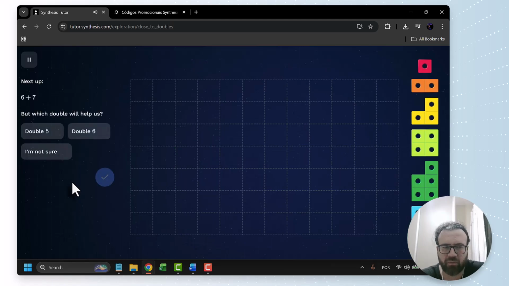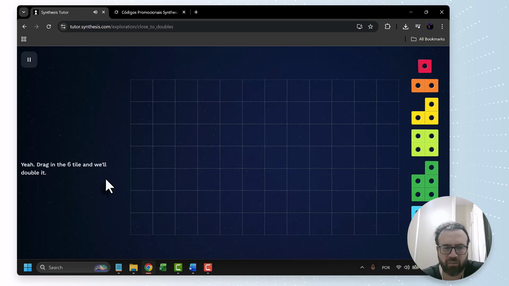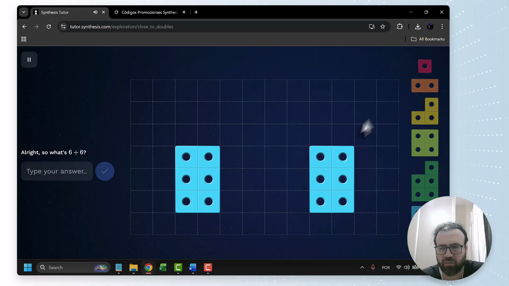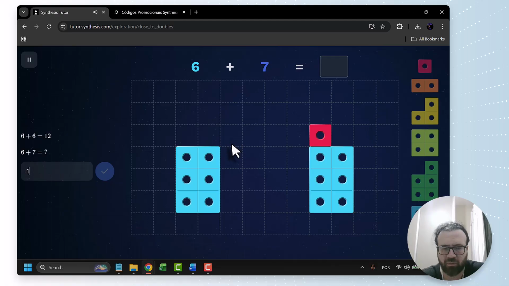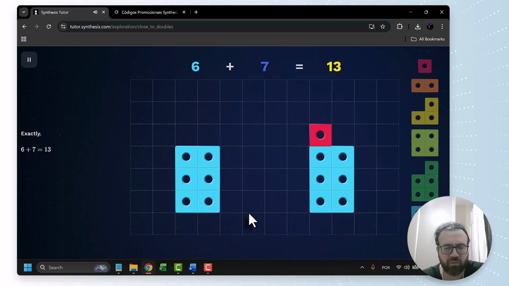Next up, 6 plus 7. Lots of people find this one tricky, but which double? Yeah, drag in the 6 tile and we'll double it. All right, so what's double 6? Yep, now drag in a tile to change 6. So if 6 plus 6, exactly. 6 and 7 make 13.